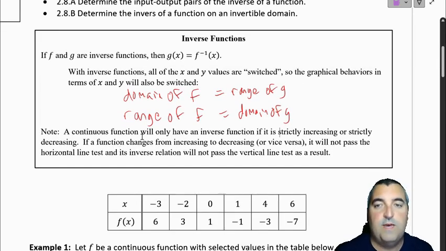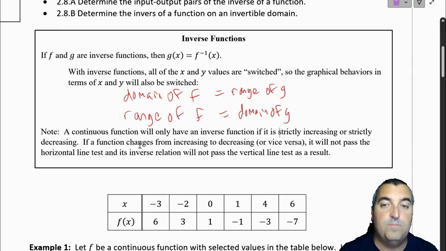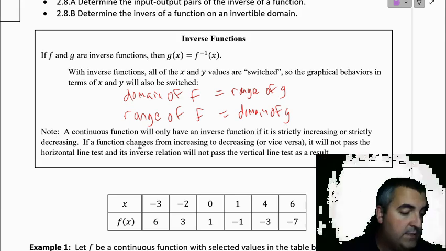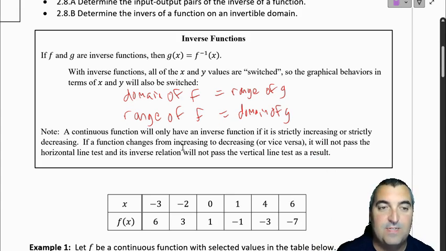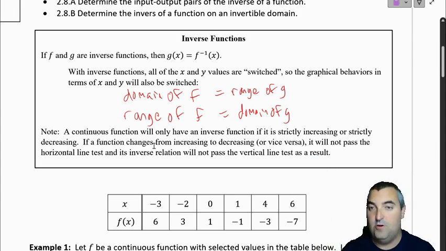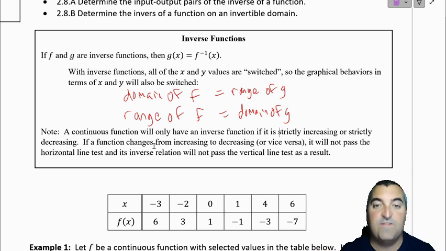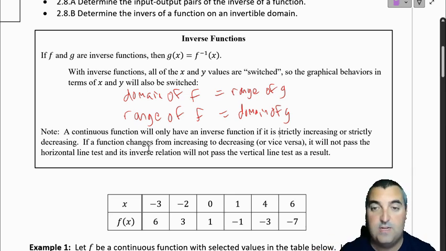It gives a little note here that a continuous function will only have an inverse function if it is strictly increasing or strictly decreasing. So if you're not always going up or always going down, the inverse won't be a function. It still has an inverse, it's just not a function.